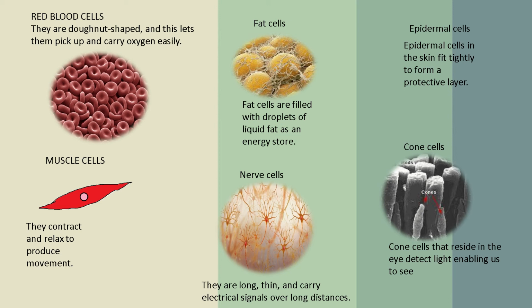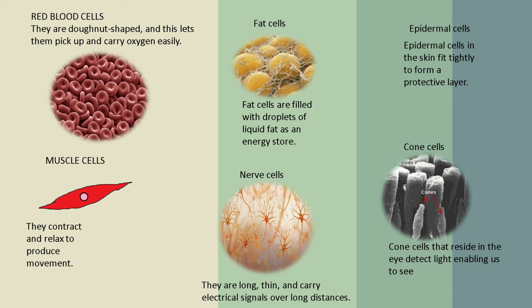Then epidermal cells. Epidermal cells are in the skin. If you look with a microscope, usually they'll take a piece of the skin of someone who volunteers, and when they see it under the microscope, they can see the epidermal cells. They fit tightly to form a protective layer. Then the muscle cells. They contract and relax to produce movement.